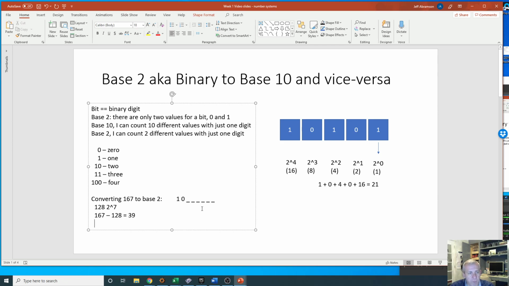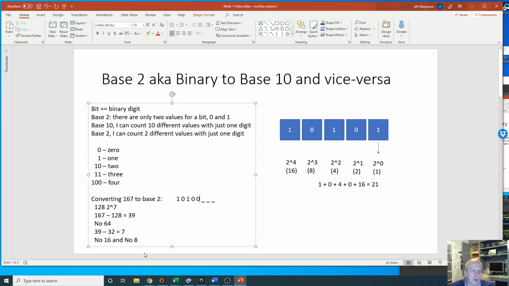And then I go from, so no 64. Half of 64 is 32. So we go 39 minus 32 is equal to 7. So now we put a 1 in that position. No 16, because that's the next one. After 128, 64, 32, we go 16. So there's no 16. There's also no 8. So that's also a 0.